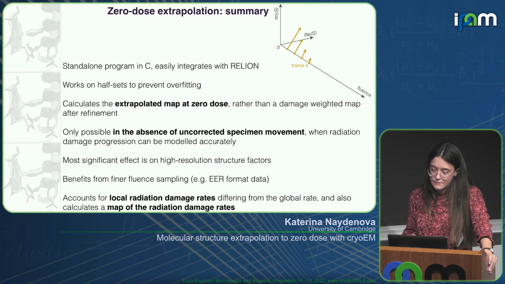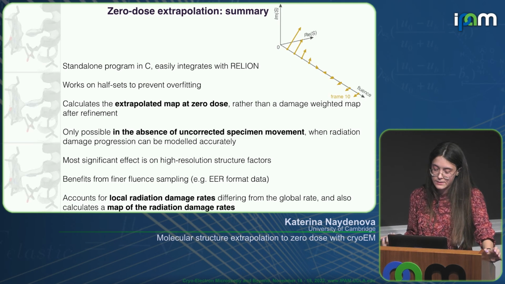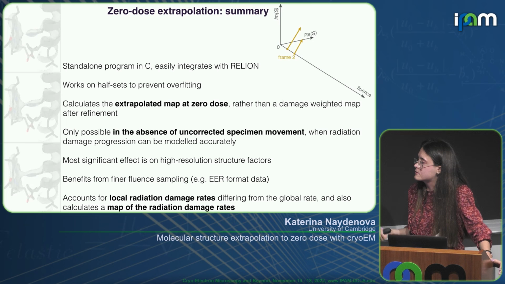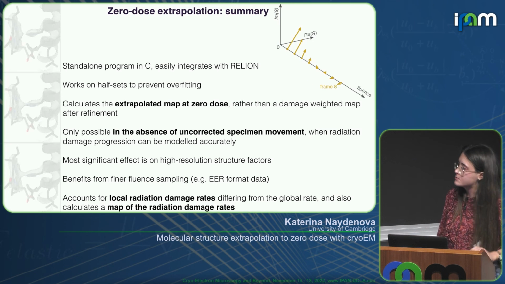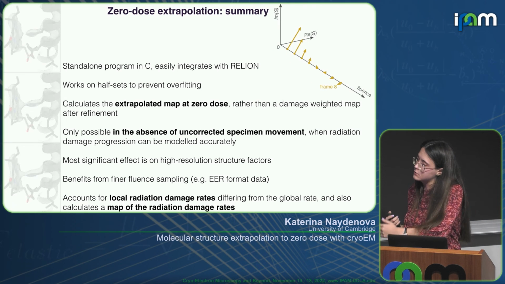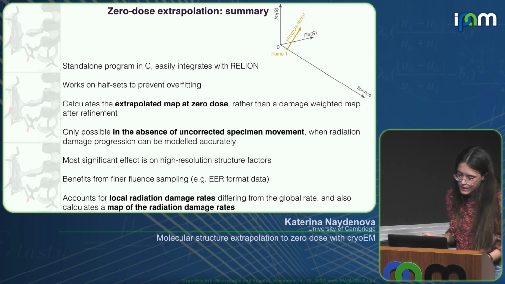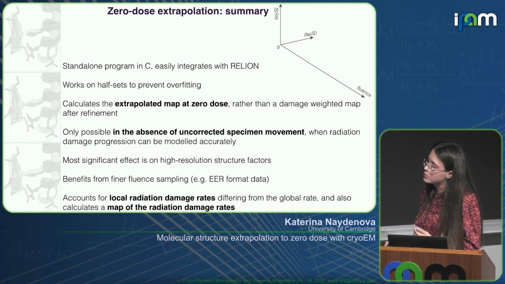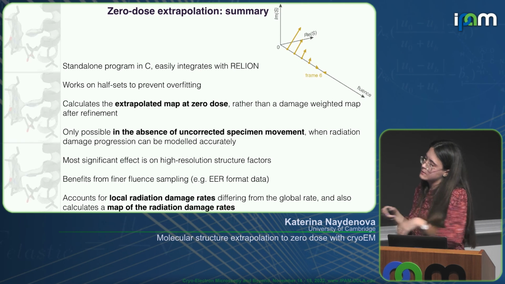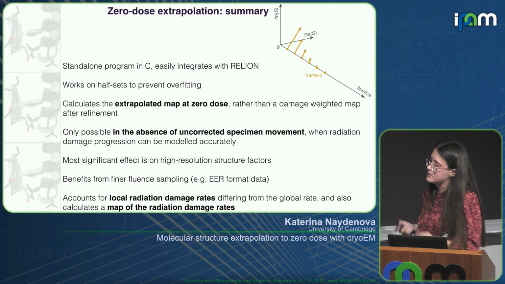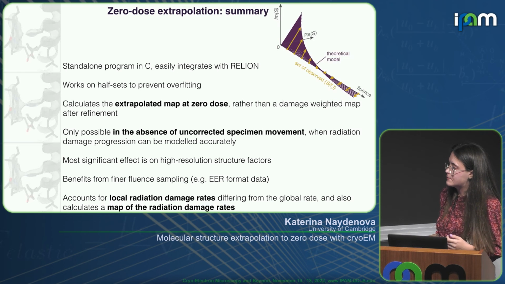It is only possible in the absence of specimen movement, otherwise the radiation damage model just does not apply. It will only give you a significant improvement on your high resolution structure factors, because those are the ones that actually get damaged during your exposure. It definitely benefits from very fine fluence sampling, which is something to have in mind when you actually start collecting your movement-free data. And in contrast to damage weighting, this can account for local radiation damage rates, meaning that different parts of your structure could be radiation damage sensitive to a different extent, and this will be determined for you. And it will also give you this map of radiation damage rates.